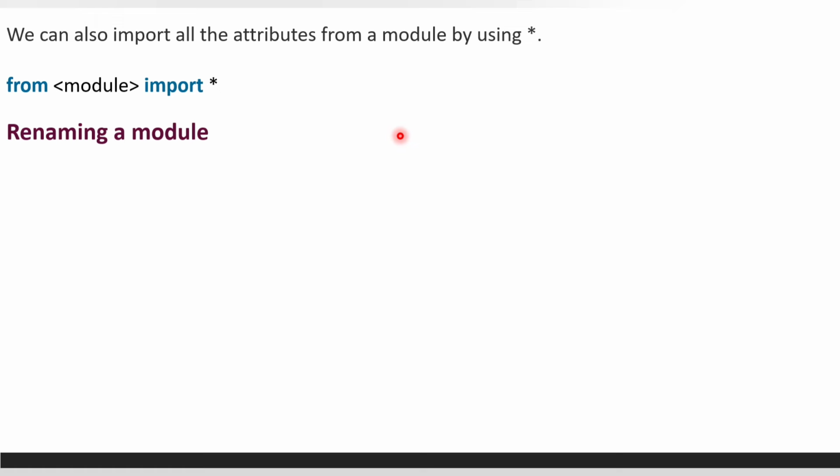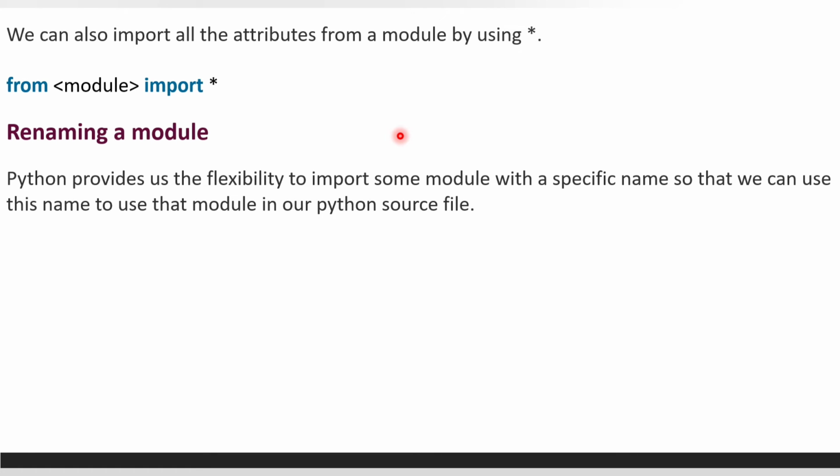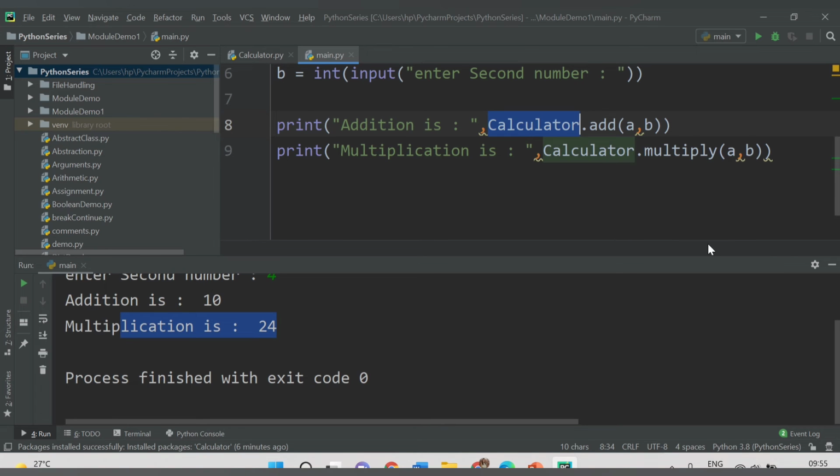So another thing here, renaming a module. So you can also rename your module inside the main Python file. So Python provides us the flexibility to import a module with a specific name, so that we can use this name to use that module in our Python source file. So what is the syntax to do this? So you can import the module name, and you need to make use of the as keyword, and here the name that you want to specify. So let's see in our code how you can make use of renaming a module.